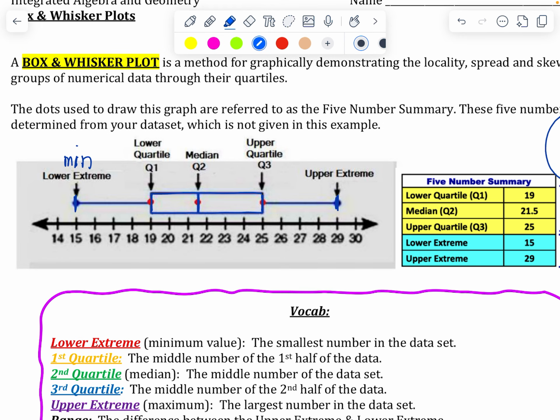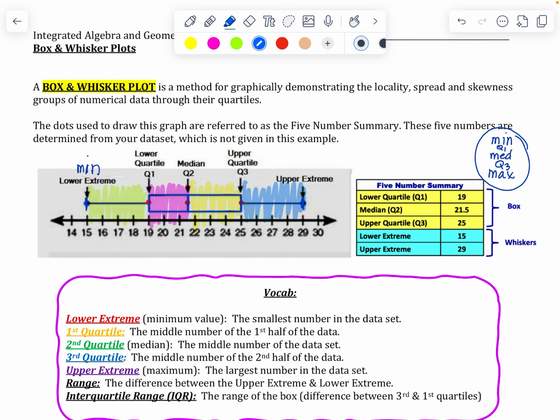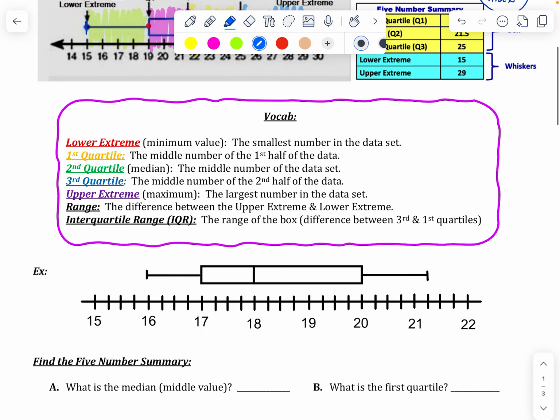And when we say quartiles, that means that a quarter of the data falls right here. A quarter, or 25% of the data falls right here. 25% of the data falls here, and 25% of the data falls right here. It doesn't mean those pieces are equal in size. It just means that that's where 25% of the data falls, okay?